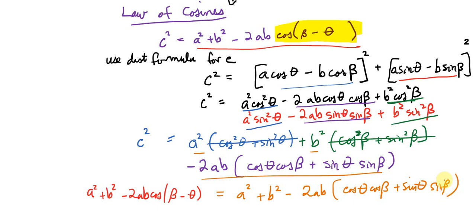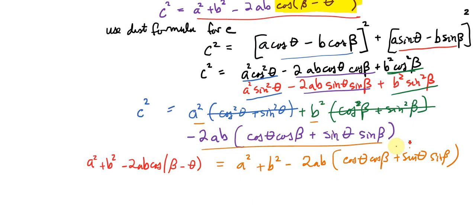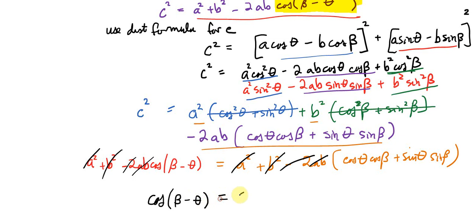Again, we're using what's called the transitive property, and from there we can start to cross off some of these things. So a squared cancels out, b squared cancels out, minus 2ab cancels out. We end up with a rather simpler expression: cosine of beta minus theta is equal to cosine of theta cosine of beta plus the sine of theta times the sine of beta.